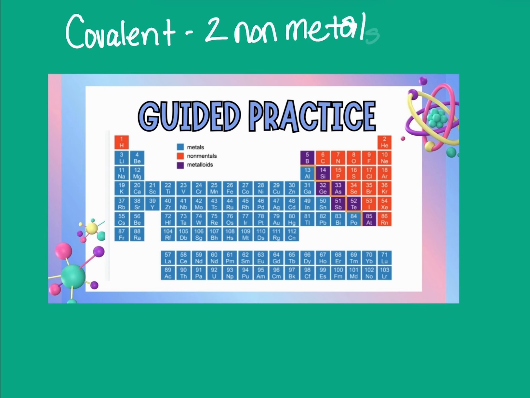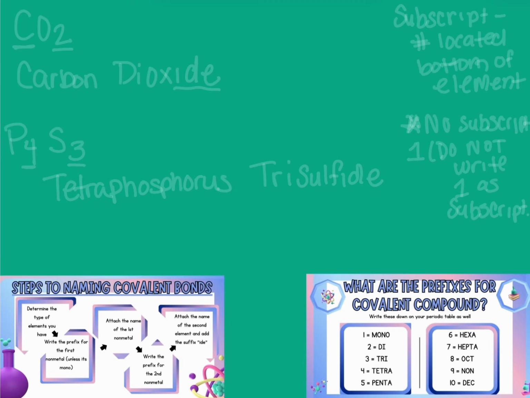If you look at the periodic table, you will see that our nonmetals are located on the right side of the periodic table. You may need this for your reference if you are struggling with identifying what is a metal and a nonmetal on the periodic table. So here's the periodic table color coded for you. All right, so let's hop right into it.